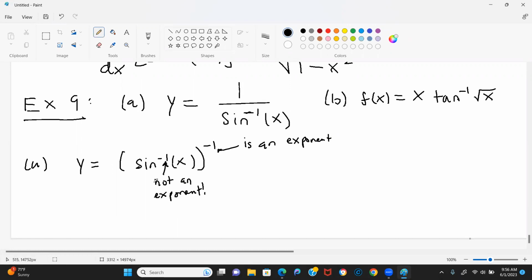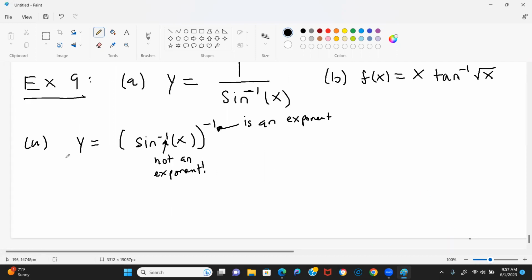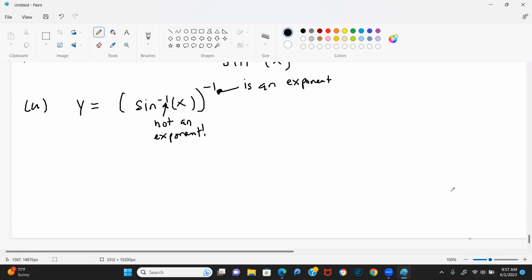It's just notation to denote the inverse sine function. This is an exponent. So don't think you can distribute this exponent to this one and multiply the exponents because the other one is not an exponent. Anyways, let's differentiate this. Now that it's of this form, it should be fairly clear how to differentiate this. We need to use the chain rule.